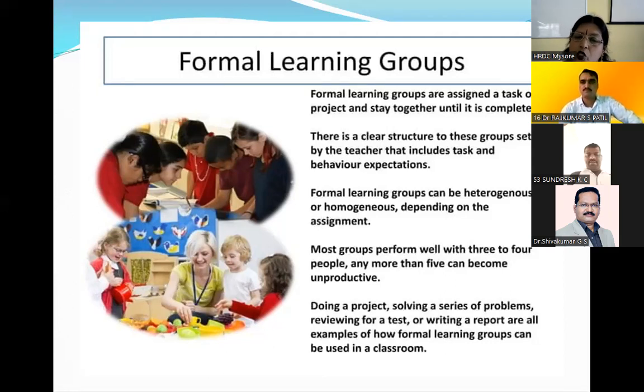Doing a project, solving a series of problems, reviewing for a test, or writing a report, all these examples follow formal learning groups, and the product, the final outcome will be better because all are working towards the success of that particular project or a problem.